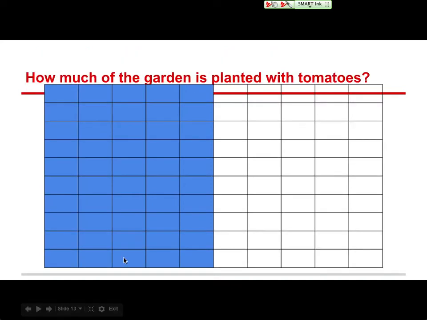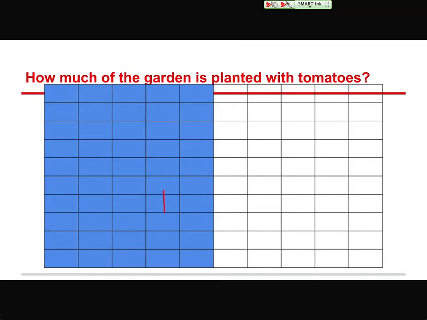Here's another garden. How many equal parts are there in the garden here? Ernie? So there's 100 equal parts. And how many plots are planted with tomatoes, Roman? 50 out of 100. When we say this as a fraction, what we're saying is 50 hundredths are planted with tomatoes.